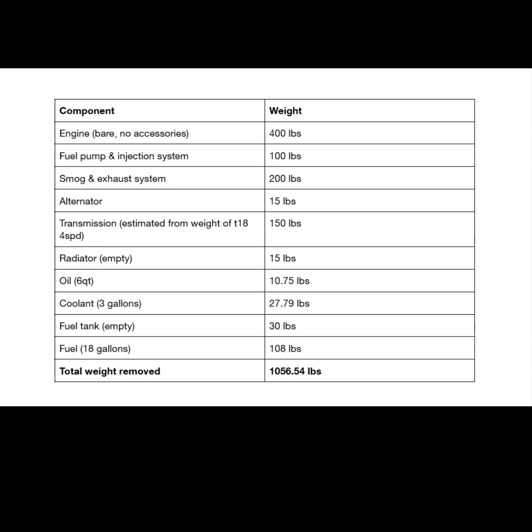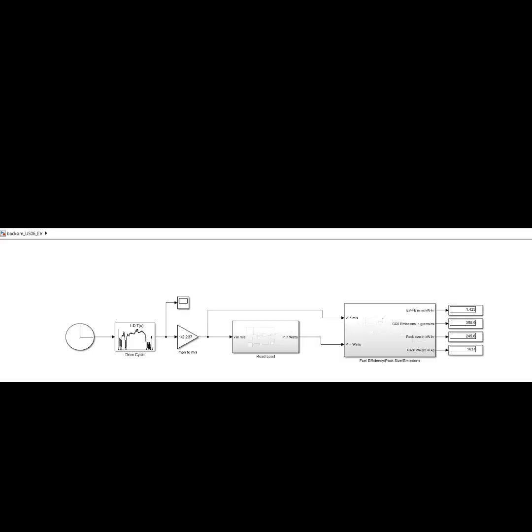Once the engine and transmission, the associated accessories, and all their fluids are removed, along with the fuel tank and the 18 gallons of fuel, the total weight removed comes to 1,056.54 pounds. We'll subtract this from our vehicle weight and add on 200 kilograms for an electric motor. We can enter this new vehicle weight into our EV backwards simulation code.